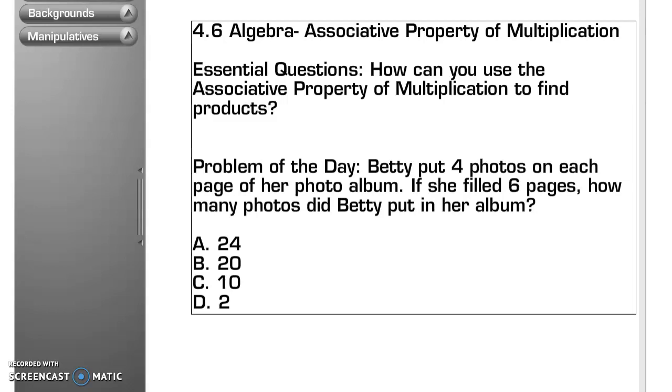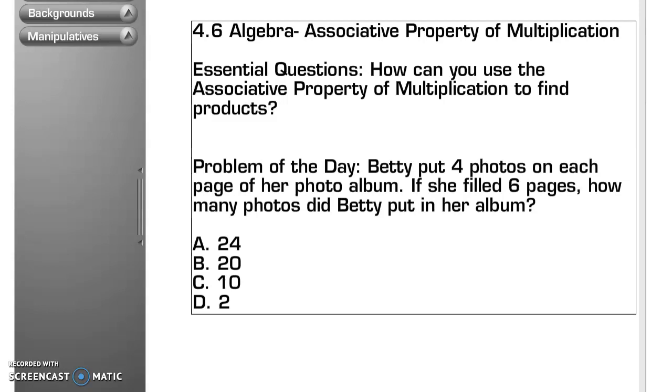Today is lesson 4.6 Algebra, Associative Property of Multiplication. Our essential question is how can you use the associative property of multiplication to find products? Our problem of the day is Betty put 4 photos on each page of her photo album. If she filled 6 pages, how many photos did Betty put in her album?